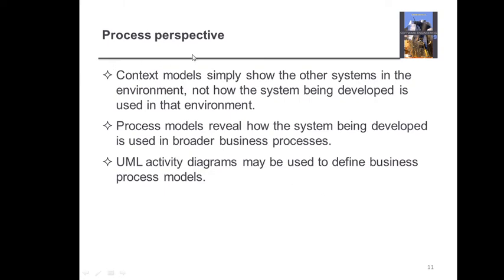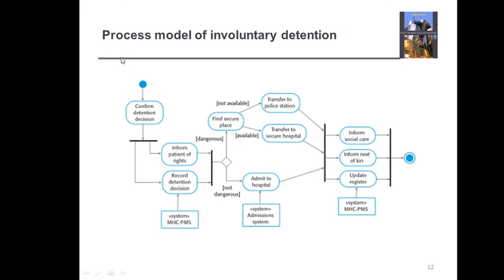Another one, the process perspective. I said in the context model we prepared two diagrams, the context diagram and the process diagram. So what is a process diagram? It represents the process. Simply let's take an example. A process of involuntary detention of a patient in a mental health care patient management system. What does it mean? Say we have a system to treat mentally sick people.